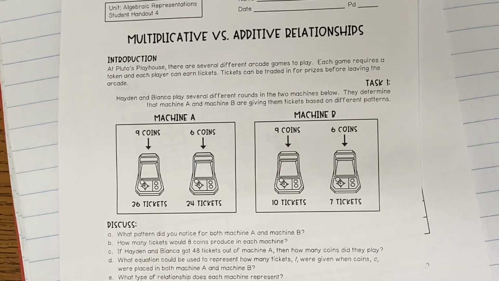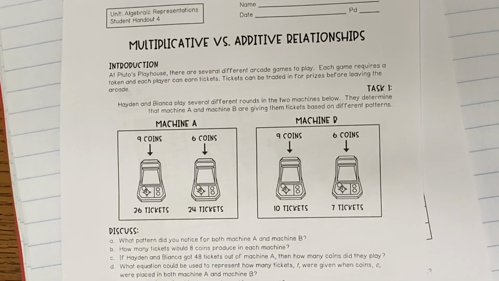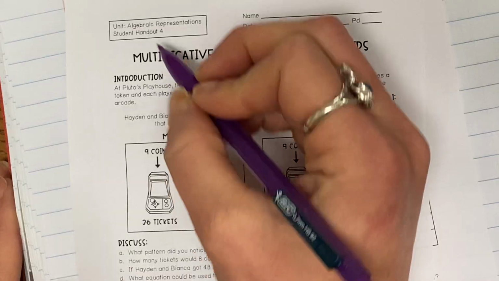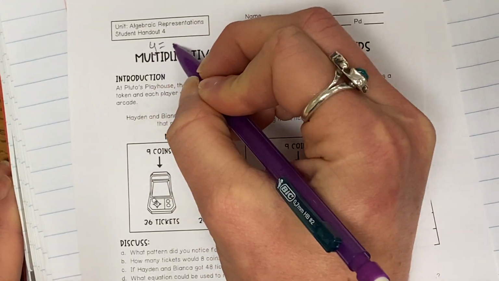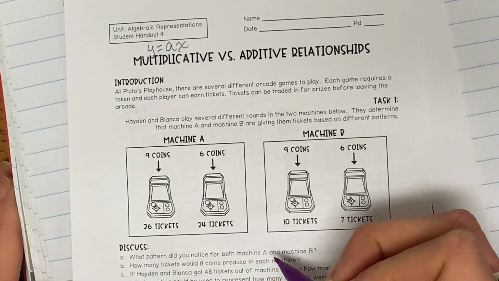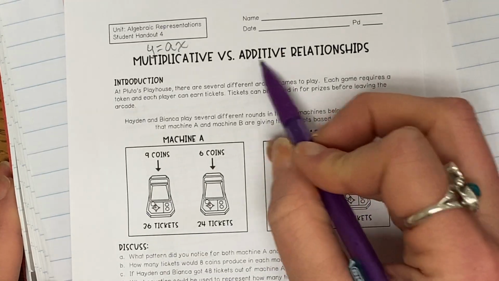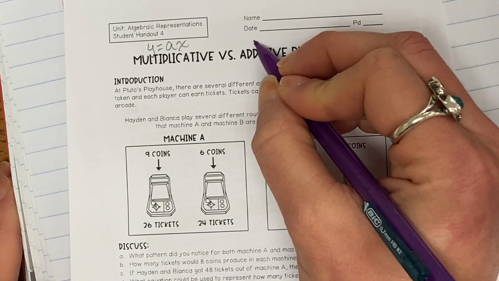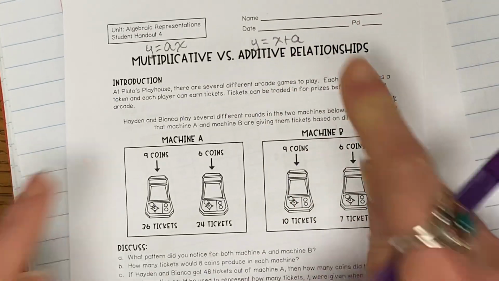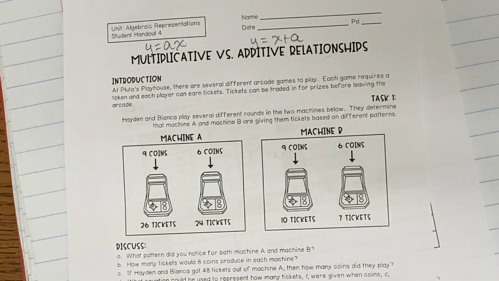Today we're going to get into multiplicative versus additive relationships. Now we've already gone over multiplicative, and when we talk multiplicative, we have that constant multiplier, and our equation is represented as y equals a times x. Then with our additive relationship, we're adding or subtracting, and y is going to equal x plus a. To determine that a, we've got to figure out what type of relationship is going on.